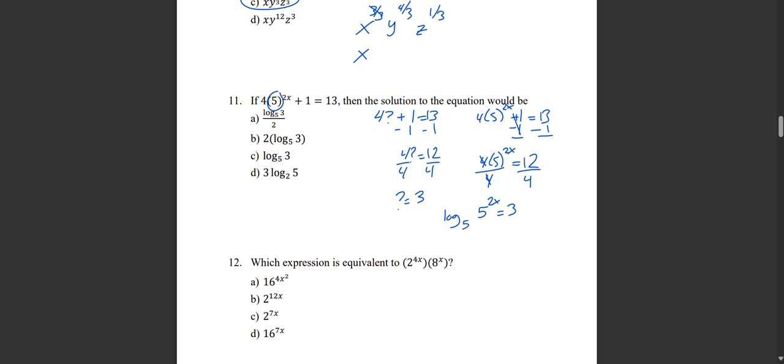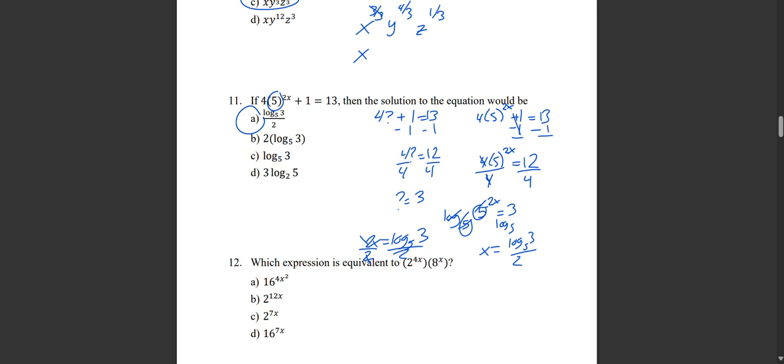And we'll do a log base 5 of both sides. Because when the bases match the log, you can cross them out. So we're going to get 2x equals log base 5 of 3. And got to divide by 2 one more time to get log base 5 of 3 over 2. That is A. And there's a chance that the answer choices don't necessarily show the exact solution that you did.